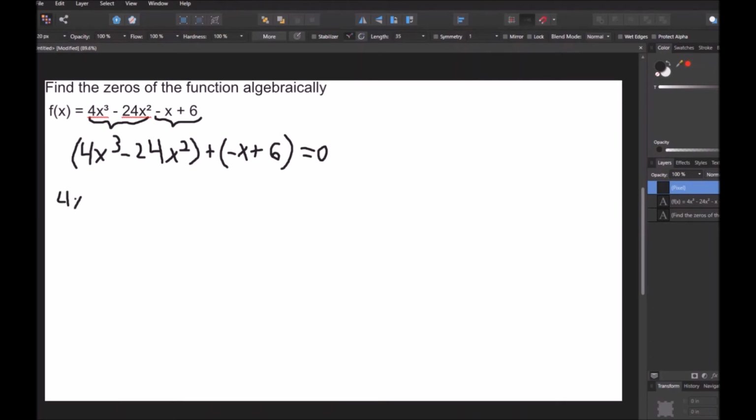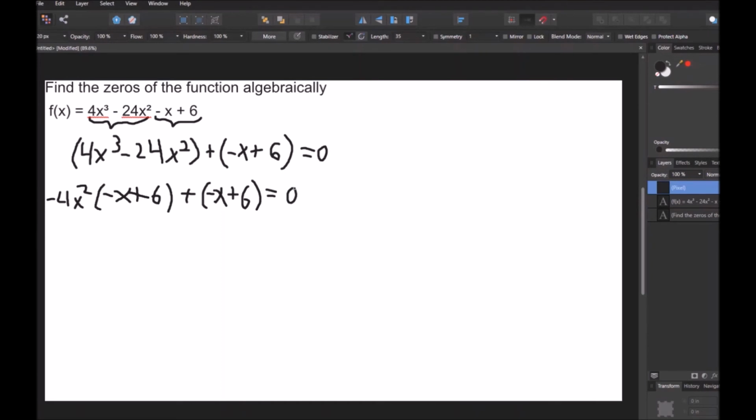I can actually factor out a negative 4x squared, and that's going to leave me with negative x plus 6. Because if we distribute the negative 4x squared, we're going to get positive 4x cubed minus 24x squared. And then we're just going to have that negative x plus 6.